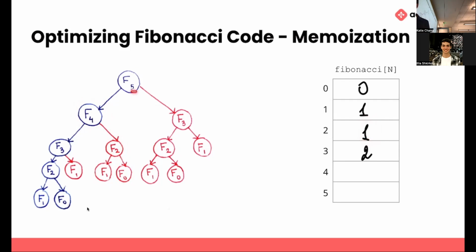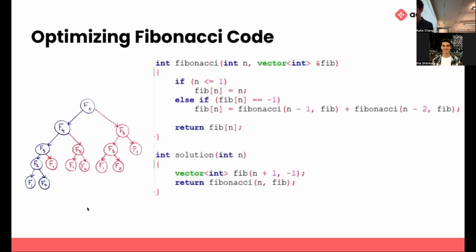Again, as we go back to call for F5, instead of repeating all these calculations, we can simply retrieve our value for F3 from the array with O(1) time complexity. This drastically improves the overall time complexity of the problem. So I pasted a snippet of C++ code here, and please take a look at it, and let me know if you have any questions.